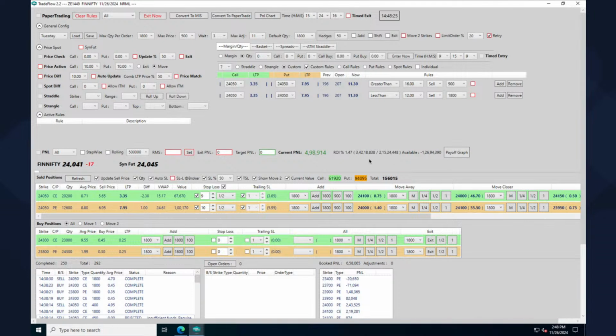So the put is hitting 1 lakh. Let's wait for a few minutes.